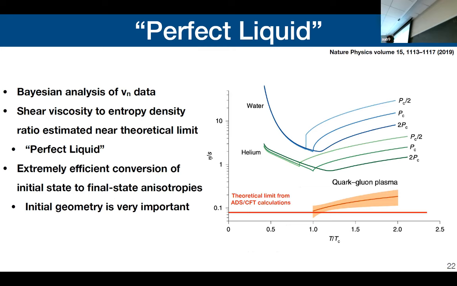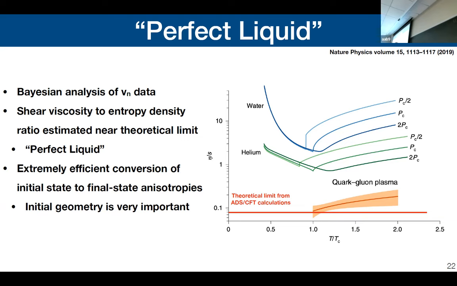Okay, so we have measured all these VNs, including V2. And we've actually done Bayesian analysis of all this data in order to try to extract parameters of the Quark-Gluon plasma. In particular, this plot here is showing the viscosity of the Quark-Gluon plasma divided by the entropy density. What's really interesting about this plot is that the Quark-Gluon plasma is much less viscous than water or liquid helium, right? And in fact, there have been theoretical calculations on the limit of how non-viscous matter can be.